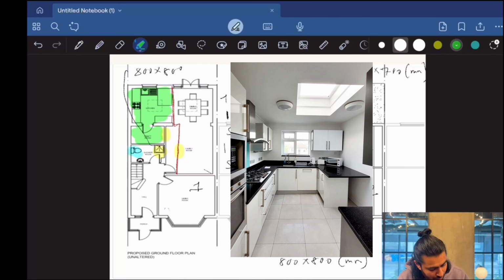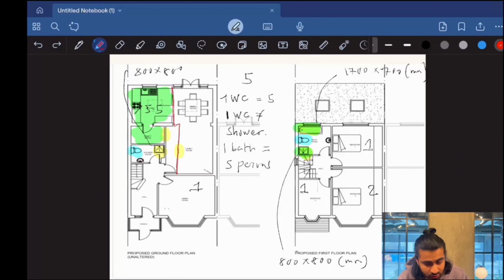But what's really important for this to work is this kitchen now, which is this space here, needs to be greater than 5.5 square meters. If it's not greater than 5.5 square meters, then this doesn't work. But it luckily was greater than 5.5. So again, we're meeting all the space requirements here.